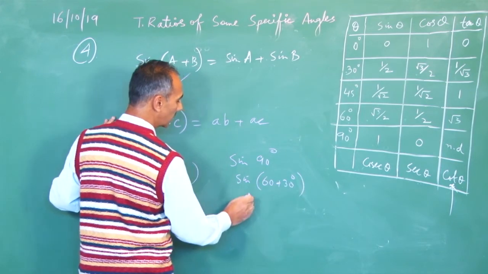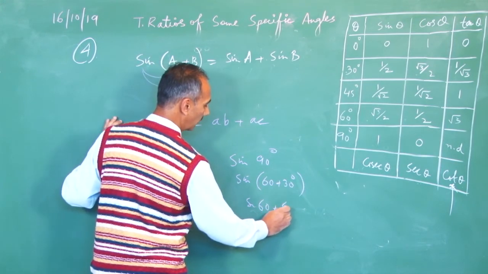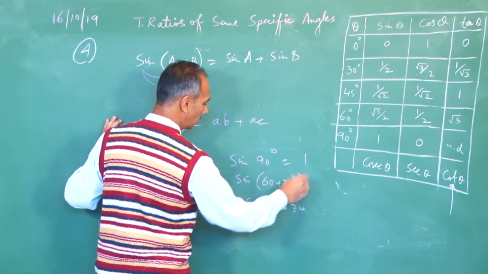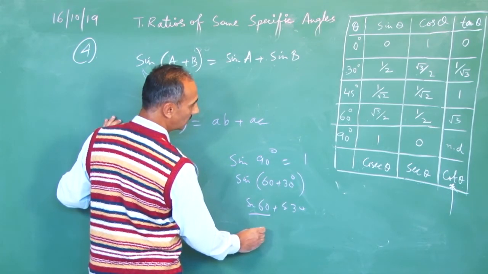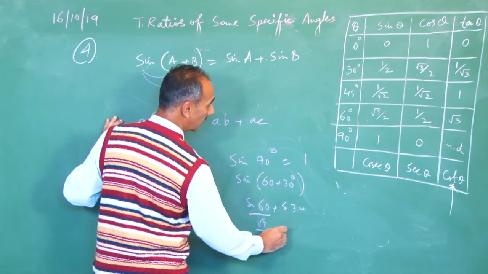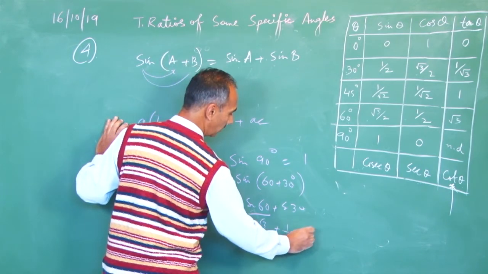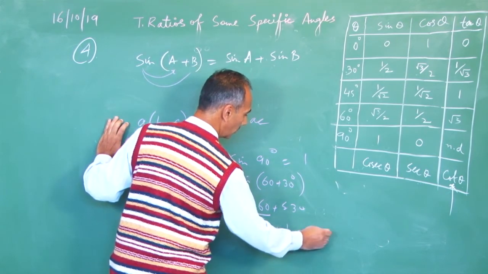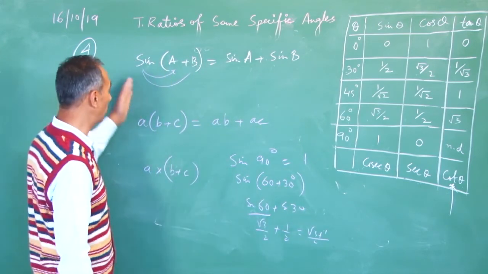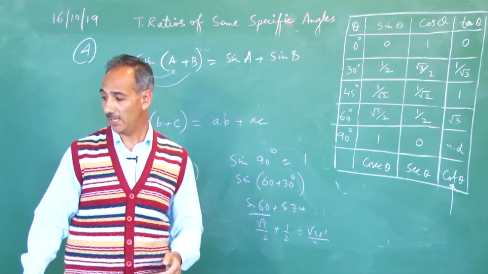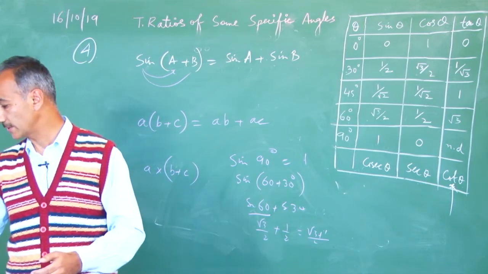So that doesn't mean this is sine of 60 plus sine of 30. See, sine 90 is 1. What is sine 60? Sine 60 is root 3 by 2 and sine 30 is 1 by 2. If you simplify, this will be root 3 plus 1 upon 2, but they are not same. So this is not the multiplication of sine with a plus b. So that way it's false.